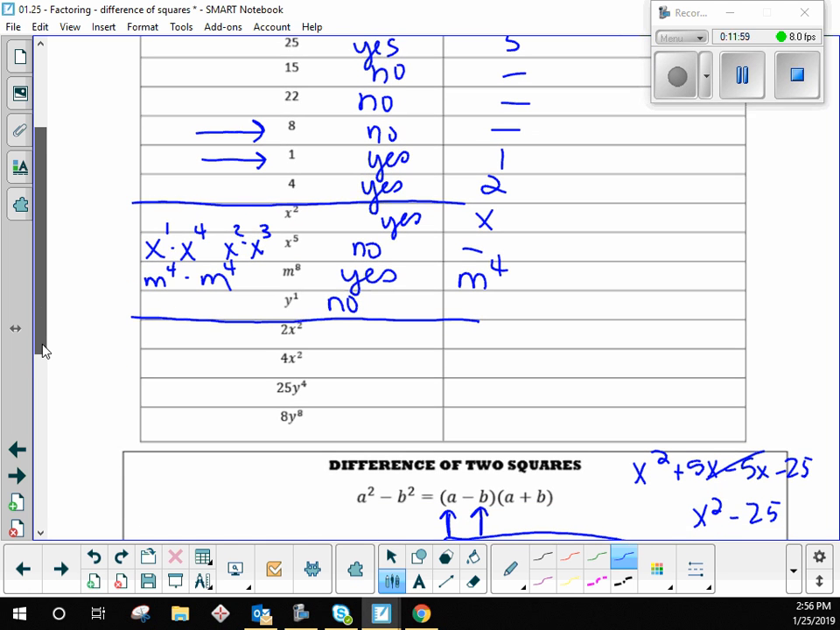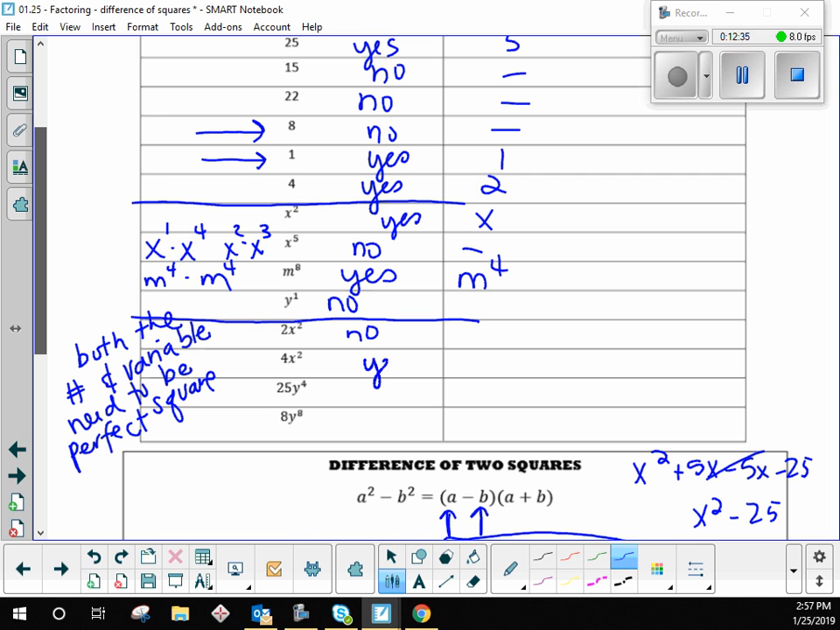And then here, for this section, in order for that entire thing to be a perfect square, both the number, or coefficient, and the variable have to be perfect squares at the same time. If either one fails, then the whole thing fails. So would you say yes or no for 2x squared? No. Which piece fails? The 2 or the x squared? The 2, right? What about 4x squared? Yes. Absolutely. And what's its square root? 2x.